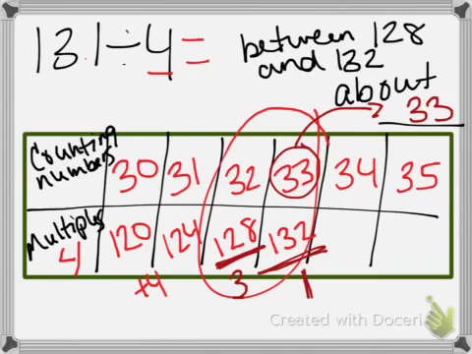Now I want them to make sure their answer makes sense. So is 33 times 4 about 131? I like when we're doing division to do the inverse operation, because multiplication is more in their comfort zone than division at this point, just to double check and see, is my answer reasonable?